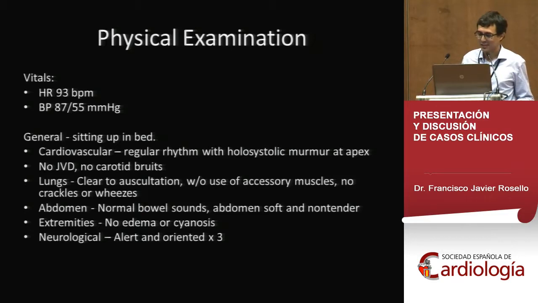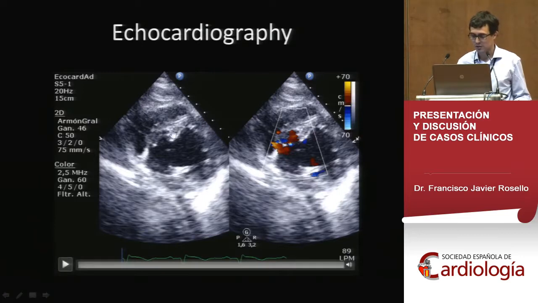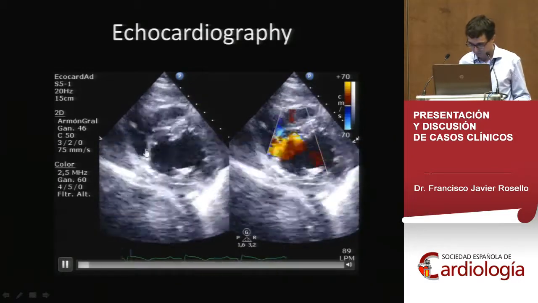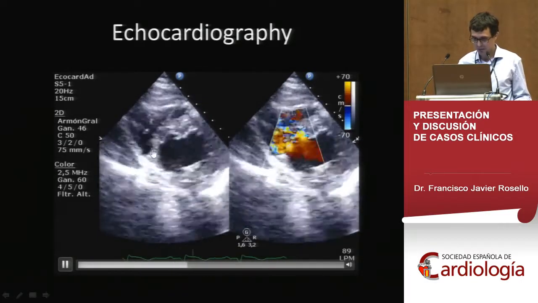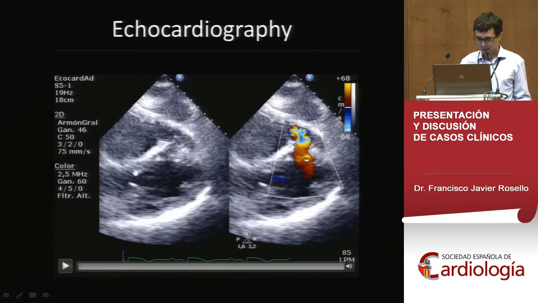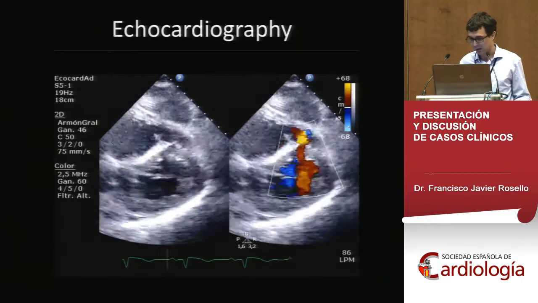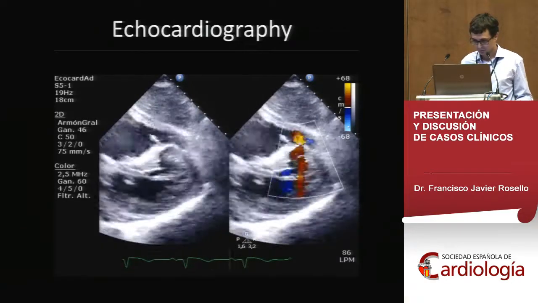Okay, the first physical examination revealed a regular rhythm with a holosystolic murmur at the apex and clear auscultation of the lungs, with the rest of the physical examination normal. In order to assess this murmur, we performed an echocardiography that shows here a ventricular septal defect. Here we have a subcostal 4-chamber view that shows the same apical defect in the septum.